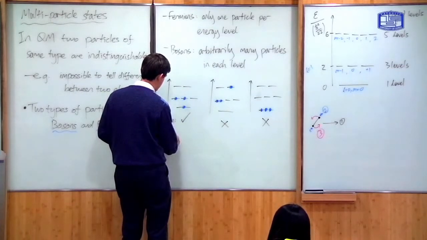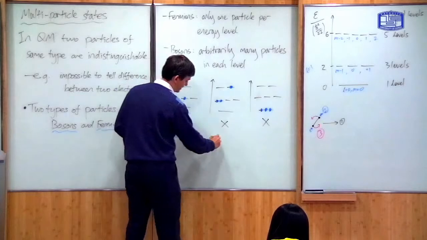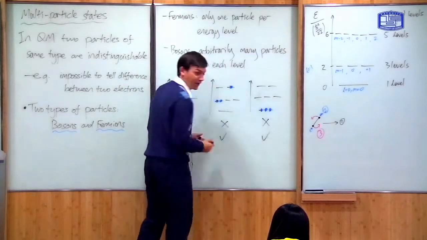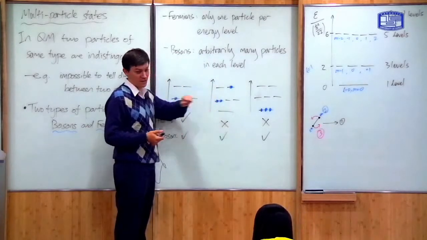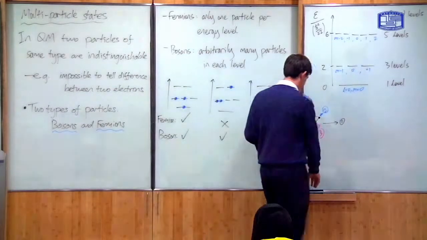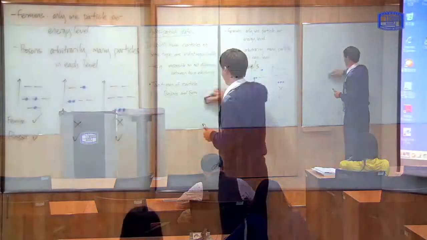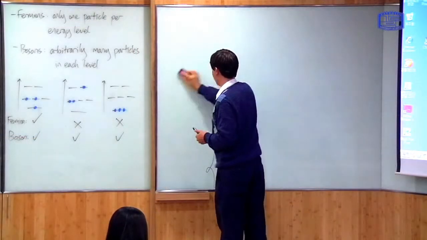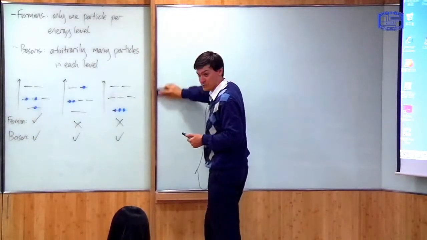But for bosons, they're all okay. This is okay, this is okay, this is okay. I can put as many particles as I like into each energy level. Okay. And this difference will have some important implications which we'll talk about at the end of the course.